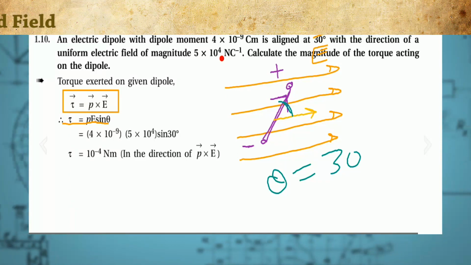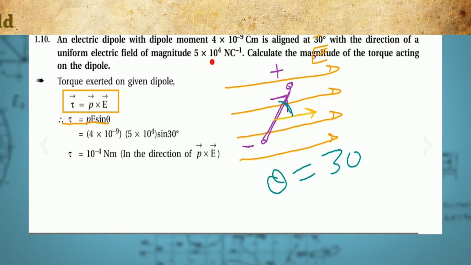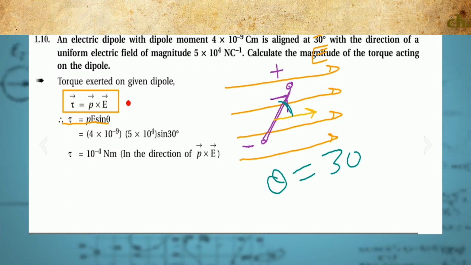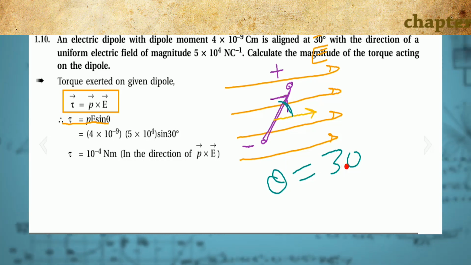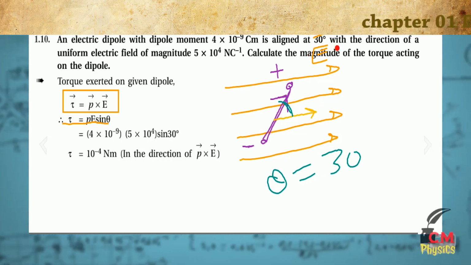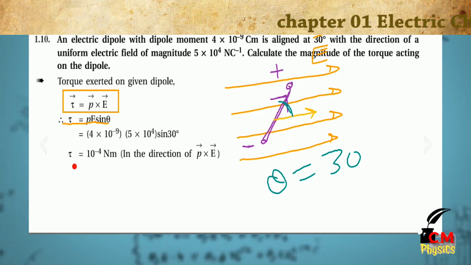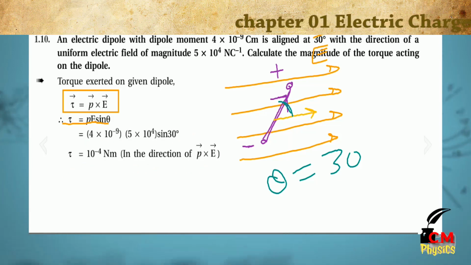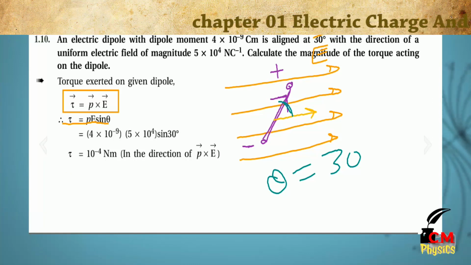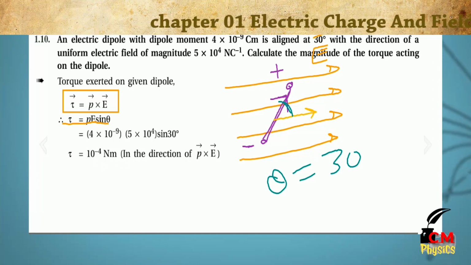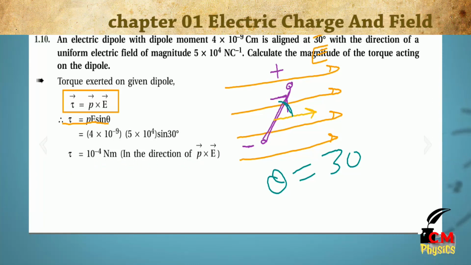Value of E is 5 into 10 raised to 4, and angle theta is 30 degree, which is given inside the question. Then putting all the values and doing the mathematical calculation, you get the answer. Torque is equal to 10 raised to minus 4 Newton meter in the direction of P cross E.